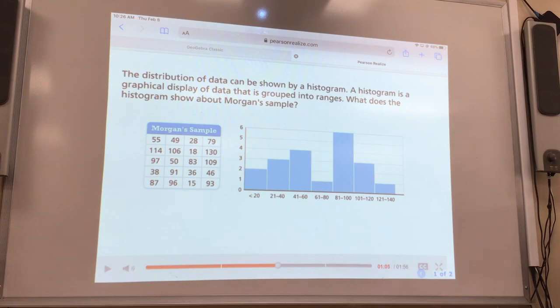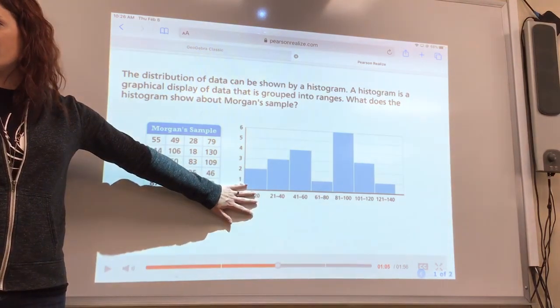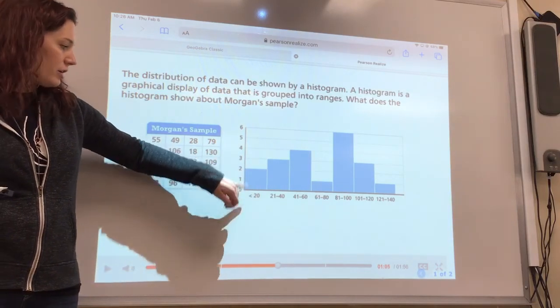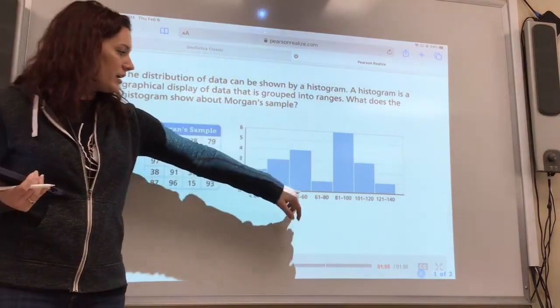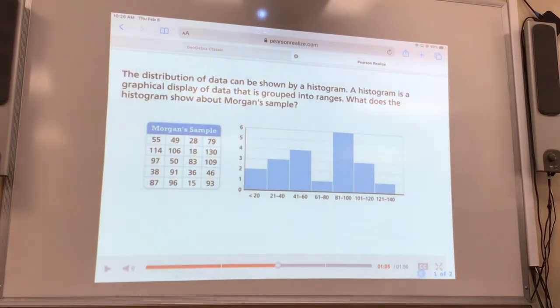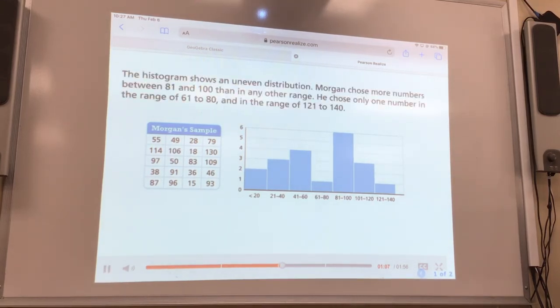The heights of these should be all over the place if it's a random sample. So the kids that had numbers less than 20, they had 2 in that section, 3, 4, 1. That's a very random sample. There's a little bit of every number. The histogram shows an uneven distribution. Morgan shows more numbers between 81 and 100 than in any other range. He chose only one number in the range of 61 to 80 and in the range of 121 to 140.